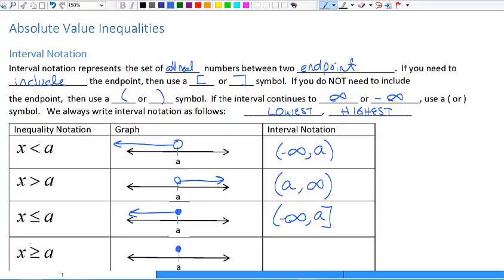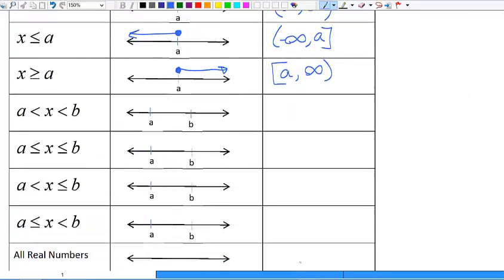On the next problem, we have x is greater than or equal to a, which again is a closed circle, but this time to the right. The lowest value I can go is a, comma, the highest value I can go is infinity, and I get to use a bracket on the a and a parenthesis on the infinity.